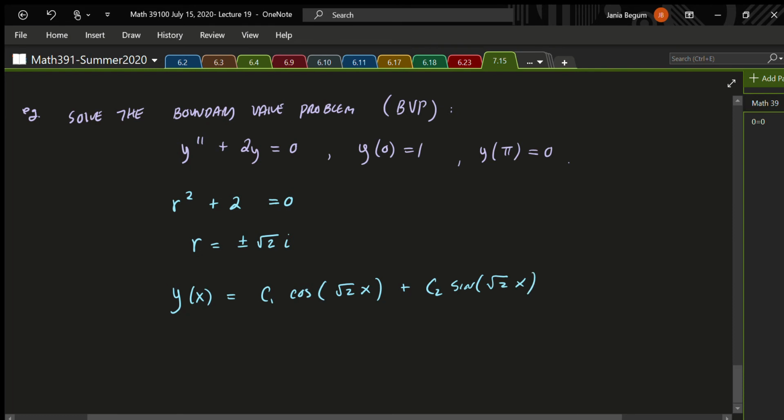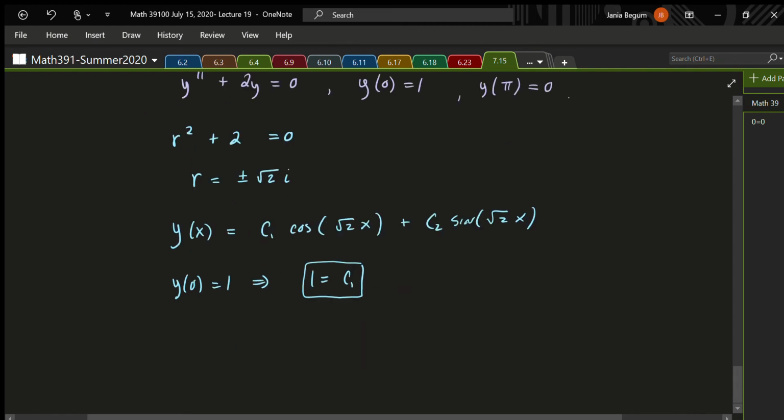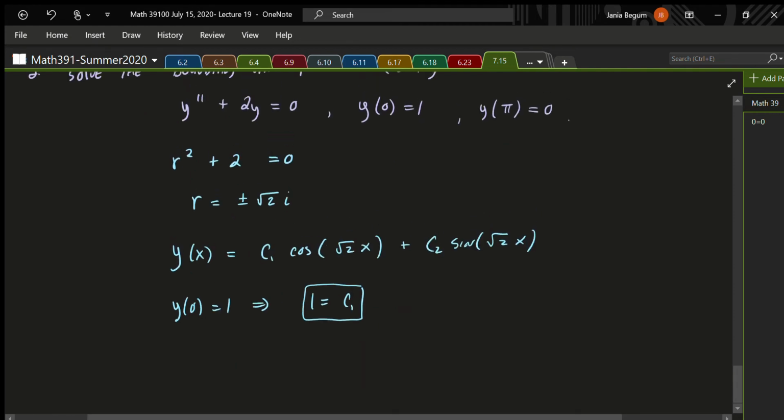Now that we have our general solution, we start plugging in our boundary conditions. The first boundary condition is y of 0 equals 1. If I plug that in, I have 1 equals, with x equal to 0, sine of 0 is 0, so the second term disappears, and cosine of 0 is 1, so c1 is 1. Now let's impose the second condition, which is also on y: y of pi is equal to 0.